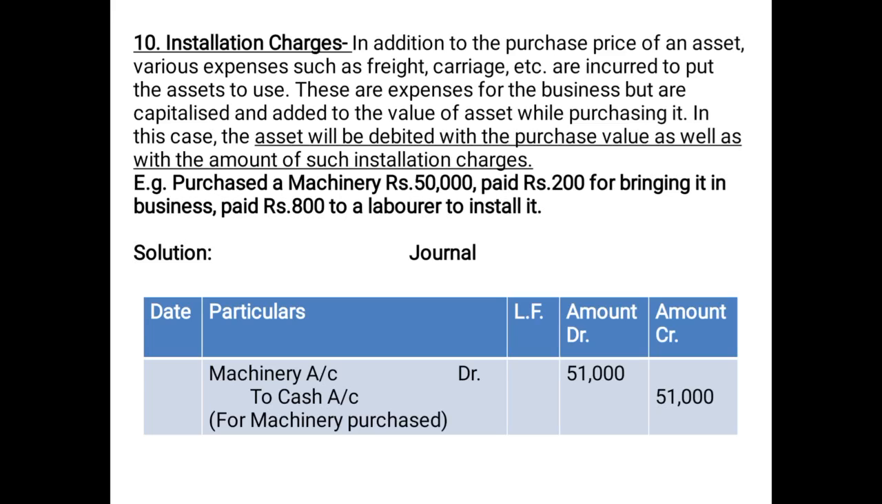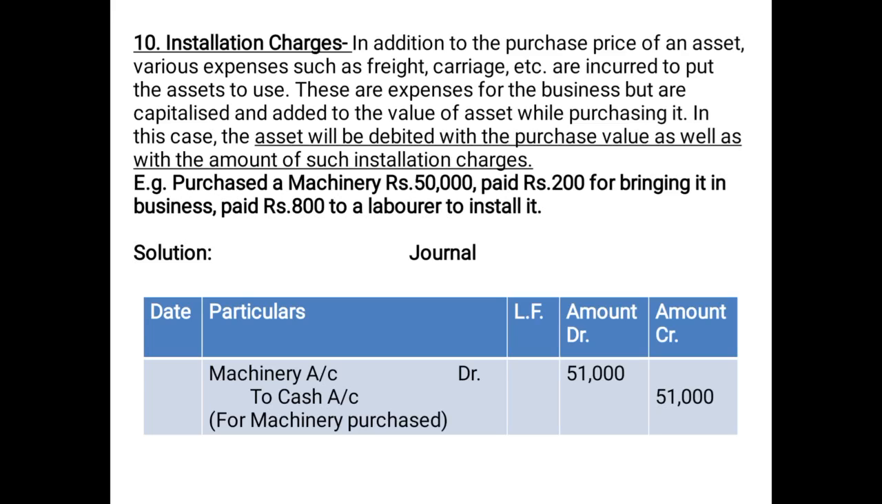For example, purchased a machinery for rupees 50,000, paid rupees 200 for bringing it into the business, paid 800 to a laborer to install it. That means 50,000 is the value of machinery, 200 have been incurred for bringing it, that is carriage, and 800 have been given to the labor for installing it. So altogether the machinery actually cost 51,000: 50,000 plus 200 plus 800. So here we will not add labor account or carriage account. No, all these expenses will be added to the value of machinery itself.